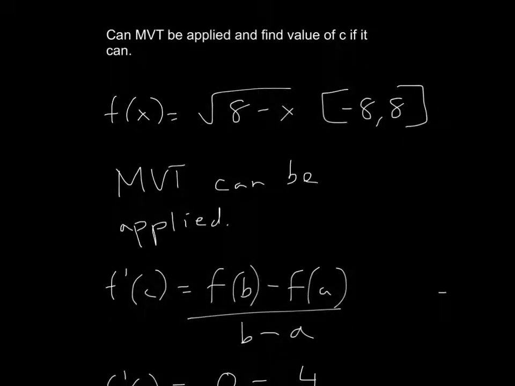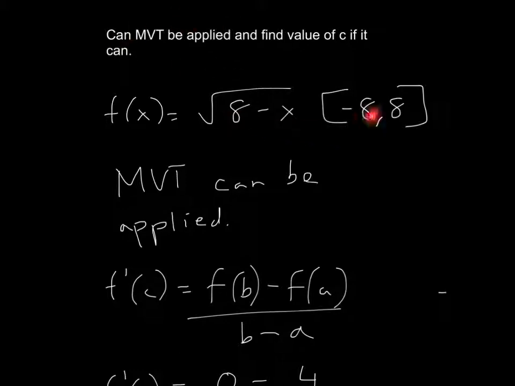So for this problem, they want you to see if the mean value theorem can be applied to this function and find the value of c if it can. So they give you this interval of -8 to 8. So the first thing you want to try is just make sure that everywhere on this interval it exists. Because if there's a point that does not exist, then we actually can't use the mean value theorem.